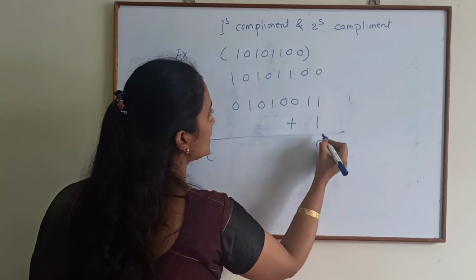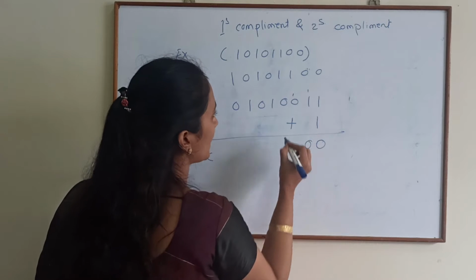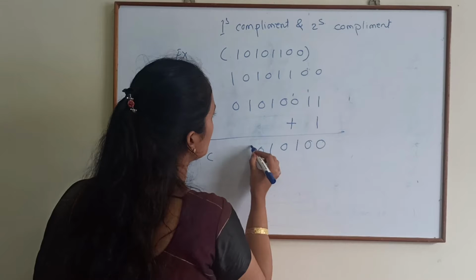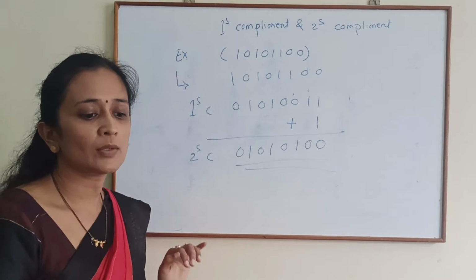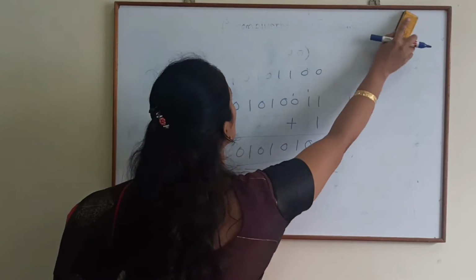You will get 2's complement. 1 plus 1, 0, carry 1. 1 plus 1, 0, carry 1. 1 plus 0, 1. This is 2's complement. This is the procedure to find out 1's complement and 2's complement.